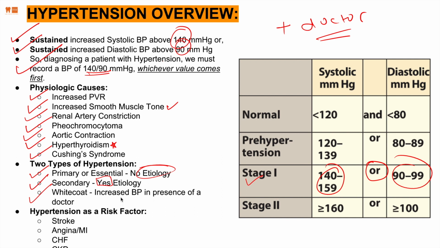Hypertension as a risk factor. Whenever hypertension is present, we are worried that there will be a concomitant disease that can occur, such as stroke, also known as cerebrovascular accident, angina and MI. We have CKD and CHF. CKD, sorry, it's hidden down here. CKD is chronic kidney disease. Again, the kidney has a lot to do with our cardiovascular system. And congestive heart failure, which is CHF.